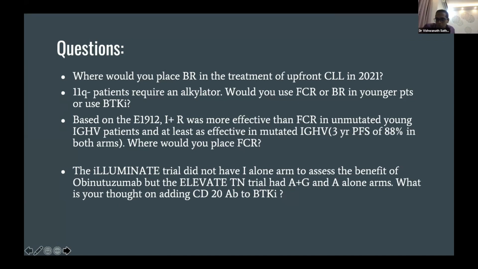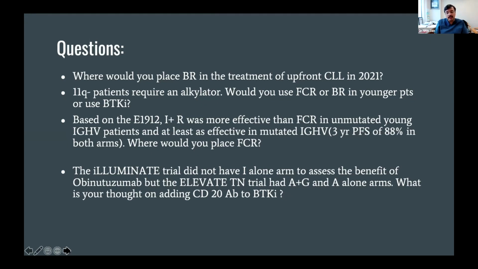Adding a CD20 antibody to acalabrutinib, or the second generation, I'm talking about obinutuzumab, to ibrutinib or acalabrutinib? Yes, you're correct. In the Illuminate study, there was no ibrutinib alone arm. Certainly I would not add rituximab to either ibrutinib or acalabrutinib. Now, on the question of obinutuzumab with ibrutinib, there is no real data, because there's no head-to-head data. There is some extrapolation from the Illuminate versus the Resonate 2 study, and maybe there is an advantage of obinutuzumab, but that's a cross-trial comparison.